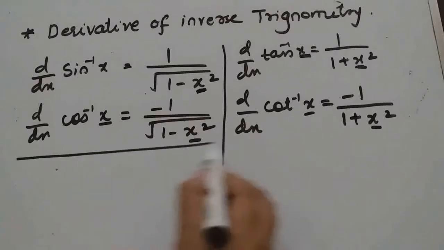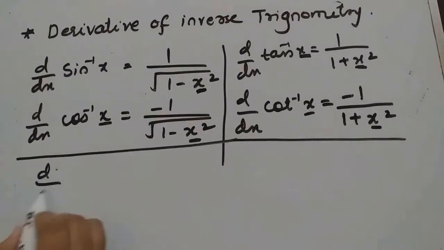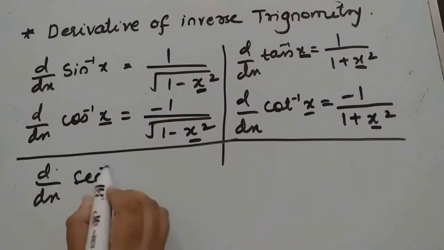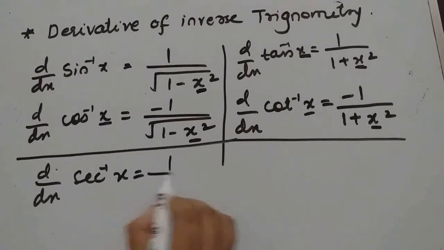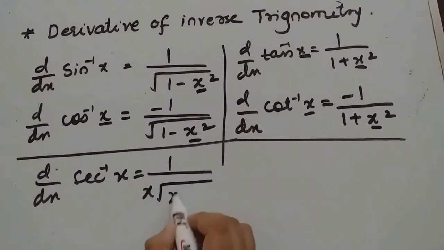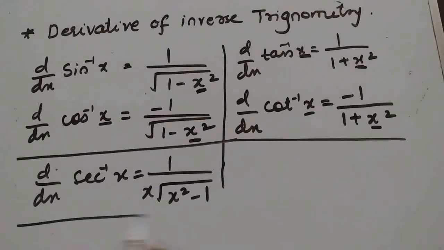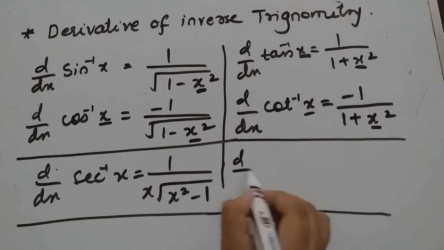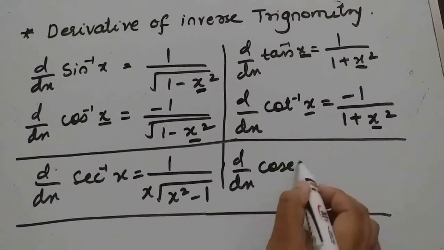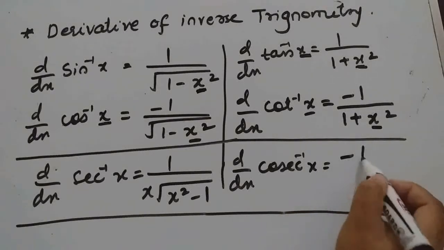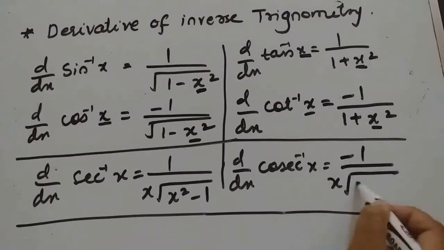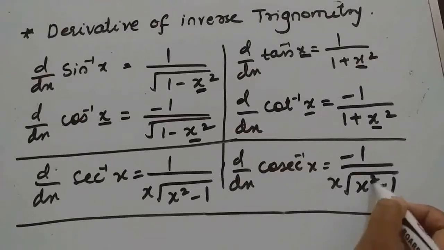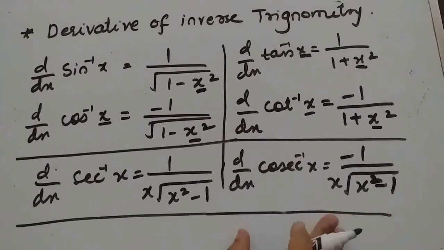Then we have the derivative of sec inverse x, that is 1 by x root of x square minus 1. And both formulas are the same, only the sign is different, in their domain. We know the domain of inverse trigonometric functions. So these are all the formulas of inverse trigonometry.